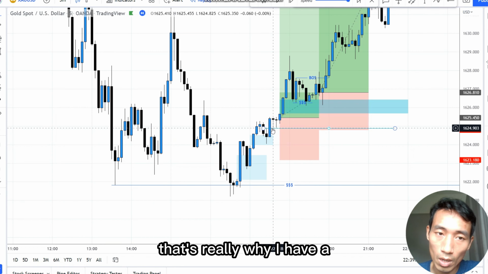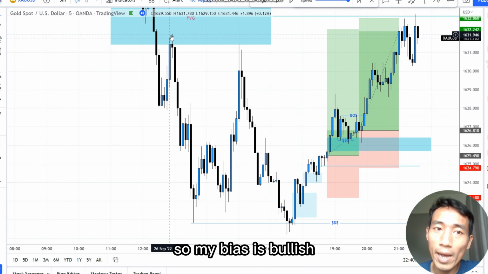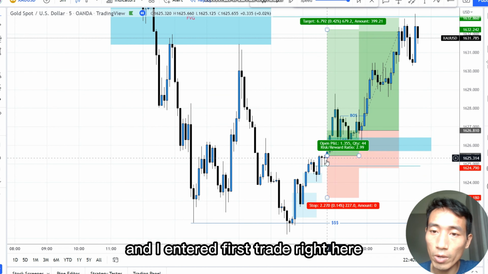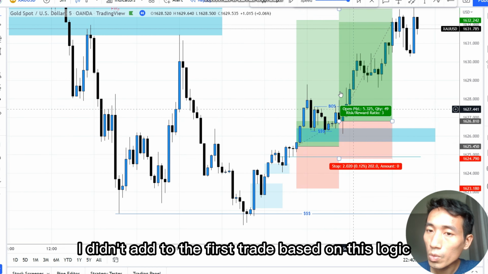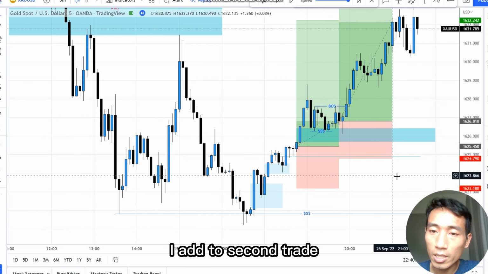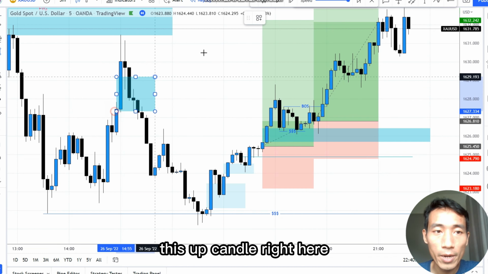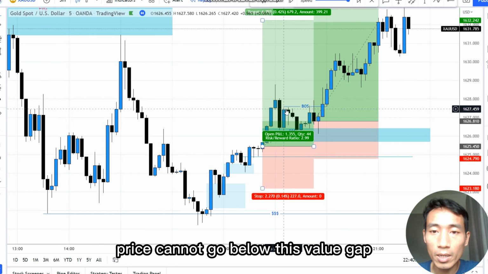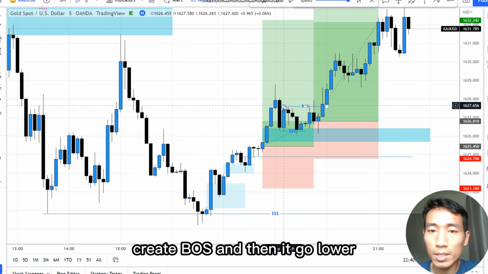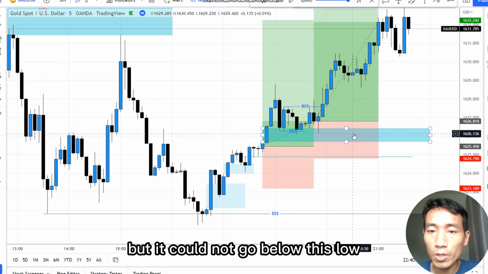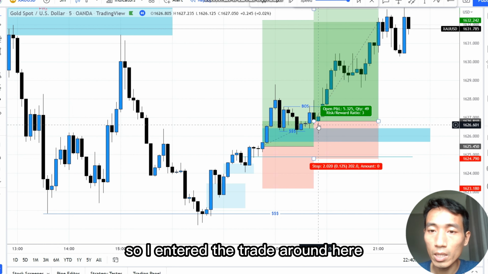That's really why I have something in my hand to actually believe that price is gonna go higher. So my bias is bullish, and I enter the first trade right here. For the second trade, I didn't add to the first trade based on this logic. I add the second trade because price goes up here, this up candle right here, and the reaction is that price cannot go below this value gap. When I see price trying to push higher, create a high, and then go lower, but it could not go below this low. It could not go below this fair value gap. So I enter the trade around here.